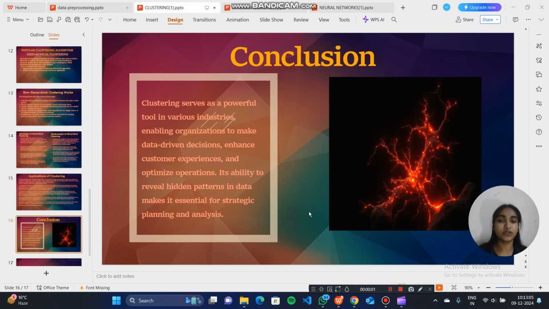Here is the conclusion of clustering. Clustering serves as a powerful tool in various industries, enabling organizations to make data driven decisions, enhance customer experiences, and optimize operations. Its ability to reveal hidden patterns in data makes it essential for strategic planning and analysis.